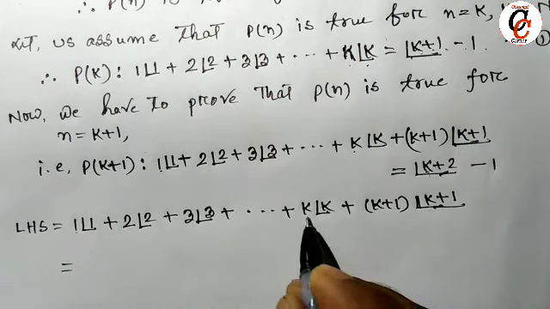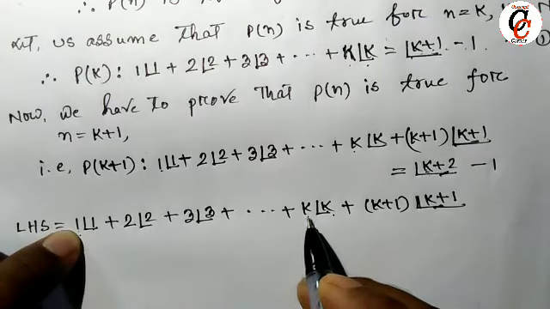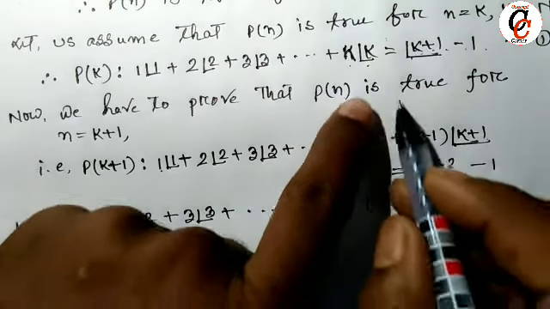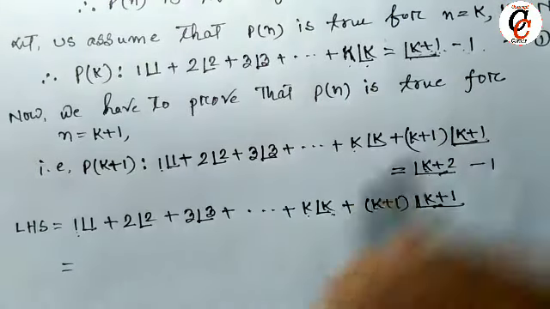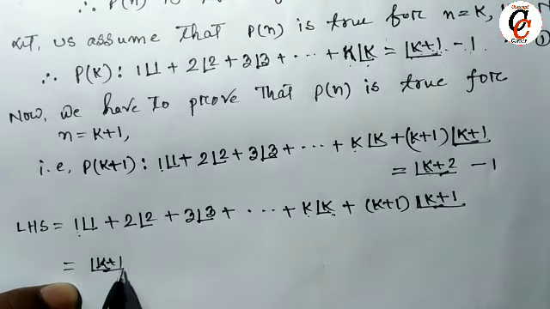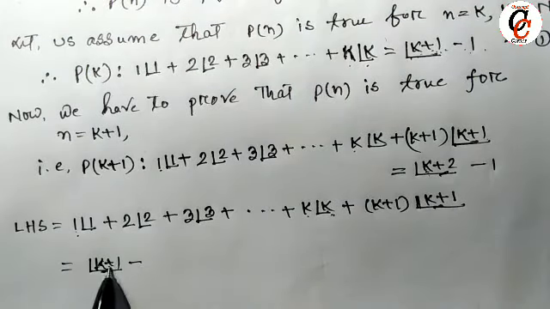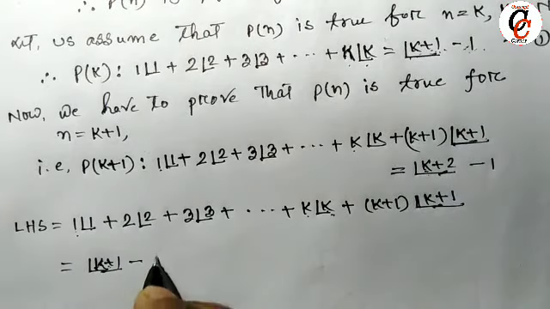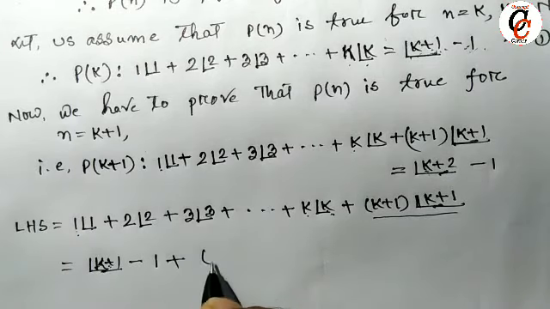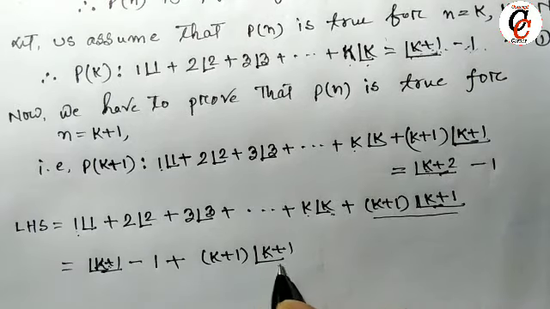See, from 1 into factorial 1 up to k into factorial k, up to this what can we write? Up to this we can write factorial k plus 1 minus 1. Factorial k plus 1 and minus 1 is there, and the next term we have this term extra, plus k plus 1 whole into factorial k plus 1.